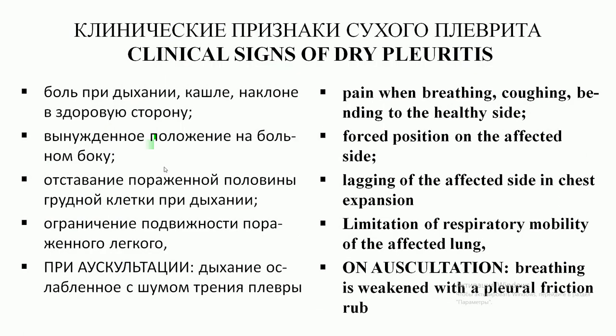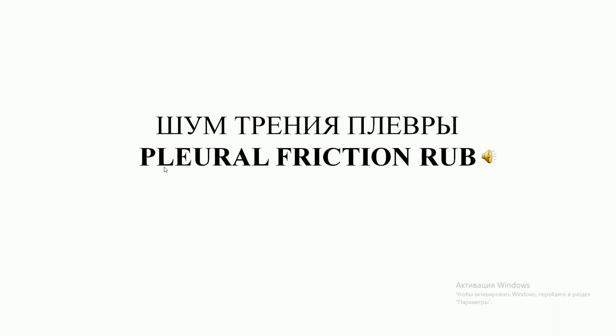Clinical signs of dry pleuritis. Pain when breathing, coughing, bending to the healthy side. Forced position on the affected side. Lagging of the affected side in chest expansion. Limitation of respiratory mobility of the affected lung. On auscultation, breathing is weakened with a pleural friction rub. Listen to the pleural rub.